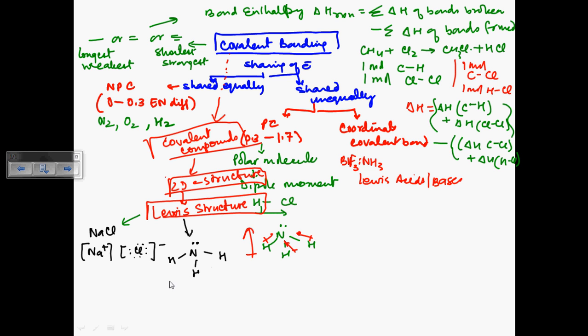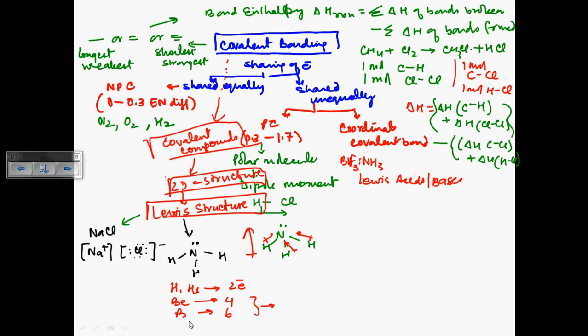Remember the exceptions: hydrogen and helium are happy with 2 electrons, or they're duets. Beryllium is happy with 4. Boron is happy with 6. But these are generally electron deficient species, and they are actively looking for electrons.